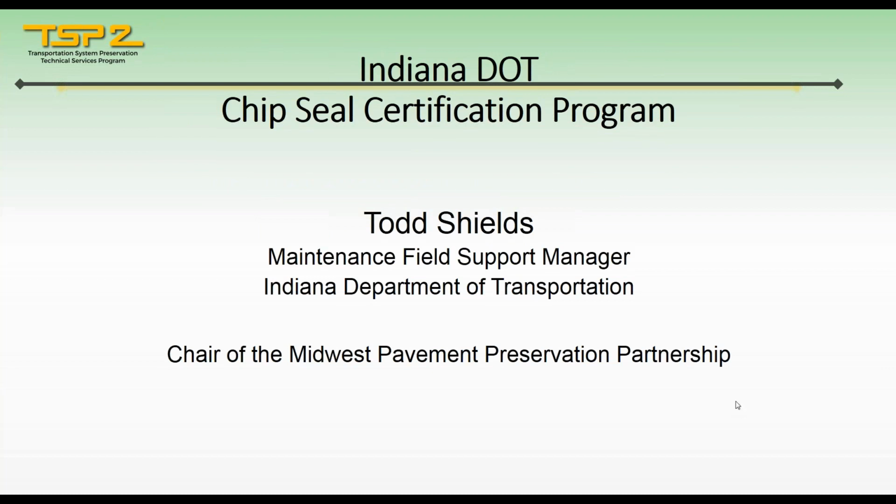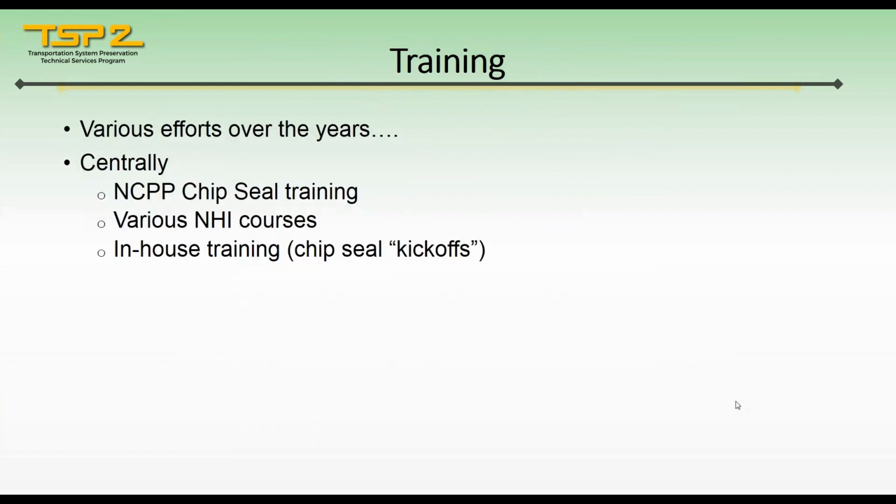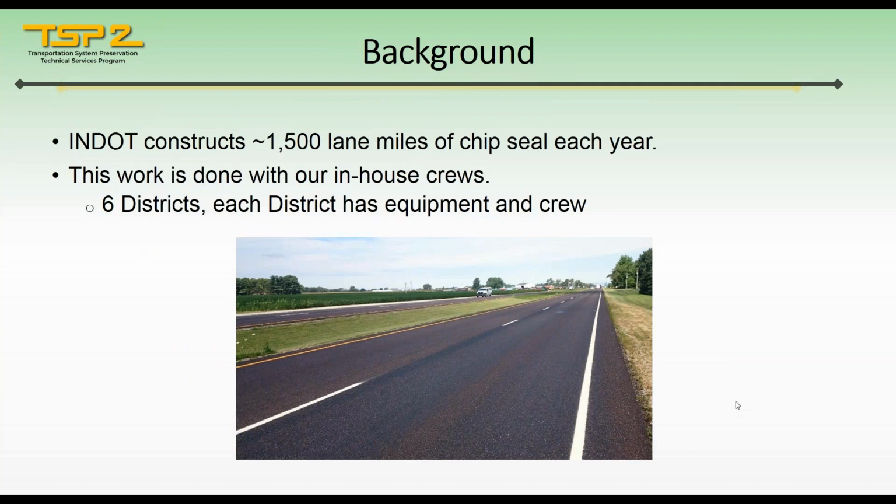So just give a little bit of background on who we are. We construct about 1,500 lane miles per year of chip seal. Predominantly, this is done with our in-house maintenance crews. We do some contracts from time to time. We're broken into 6 districts. Each district has its own equipment and crew. So we have 6 crews, so to speak, around the state.